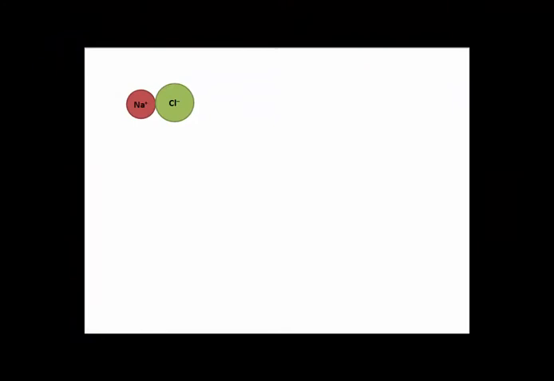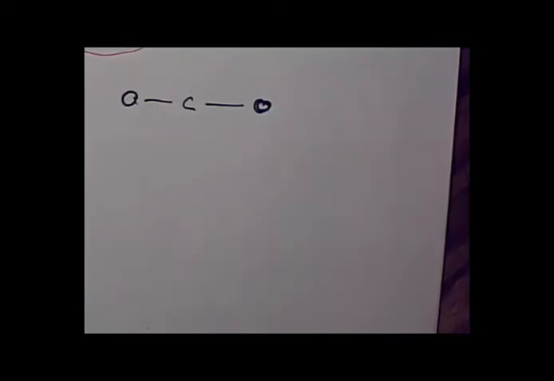All right, what I want to do is show you how we get the shape of some ionic compounds. So that's what we're going to do here. I'm going to start with a really simple one, sodium chloride. Before I do that, I want to show you how we get to these charged particles using orbital notation.